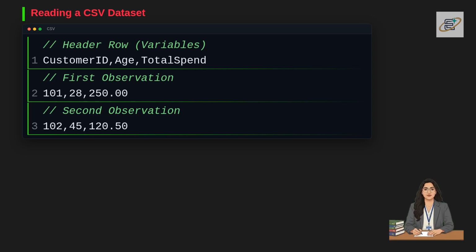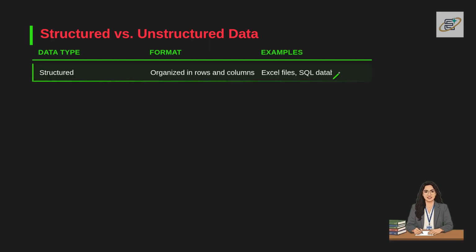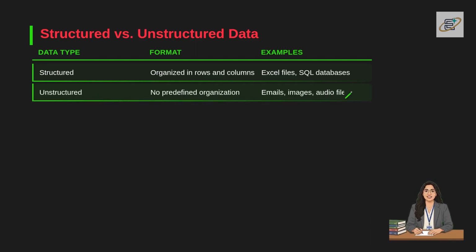The CSV file we just looked at is a perfect example of structured data, but not all data is that neat and tidy. We generally classify data into two formats, structured and unstructured. Structured data is highly organized. It fits perfectly into the rows and columns of a relational database or a spreadsheet. Because it is so organized, it is very easy for computers to search, query, and analyze. Examples include financial records, inventory databases, and Excel files. On the other hand, we have unstructured data.